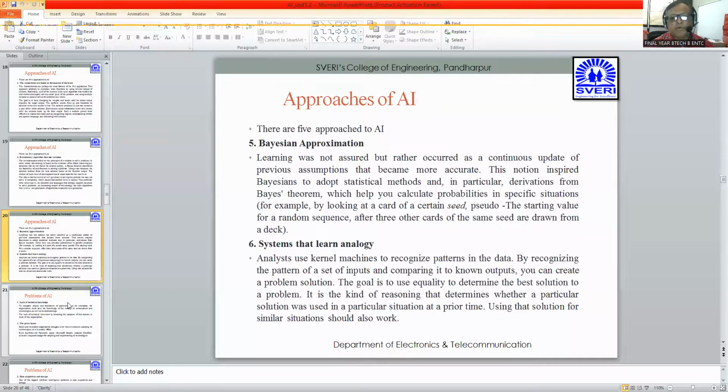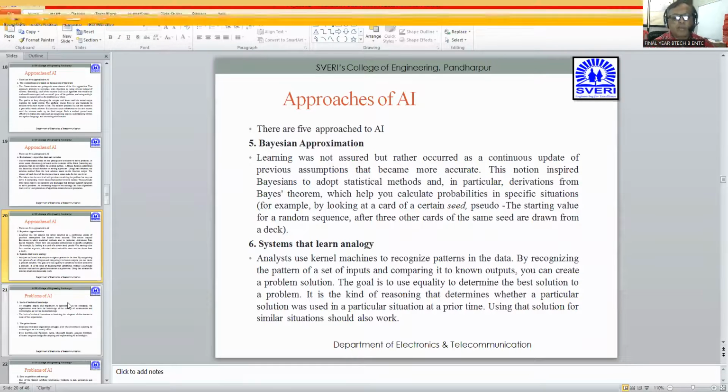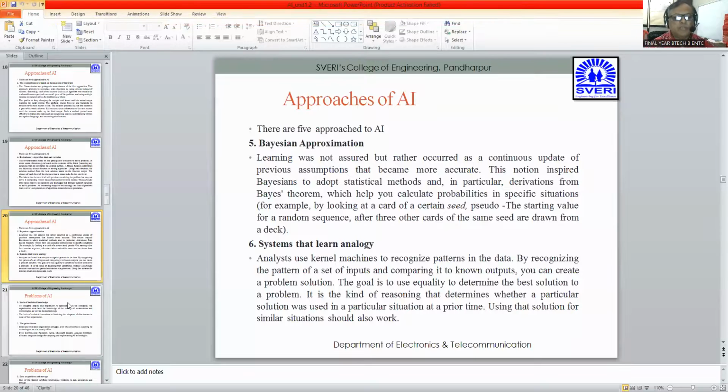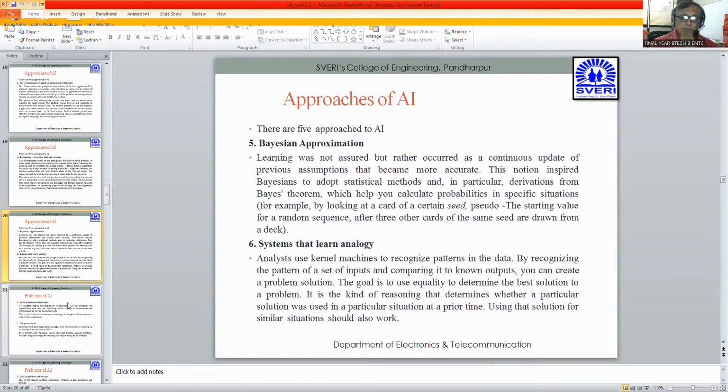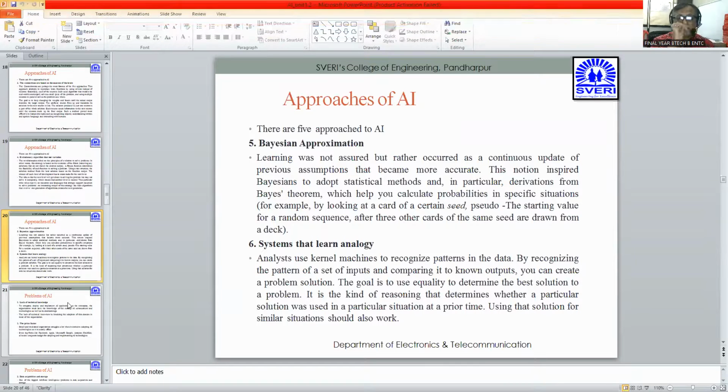Now Bayesian approximation, the word itself says that you're going to approximate the output, which may be matching up to the target output. So that is what the Bayesian approximation is. Then the sixth is the systems that learn analogy. Now, analogy is a very important concept.